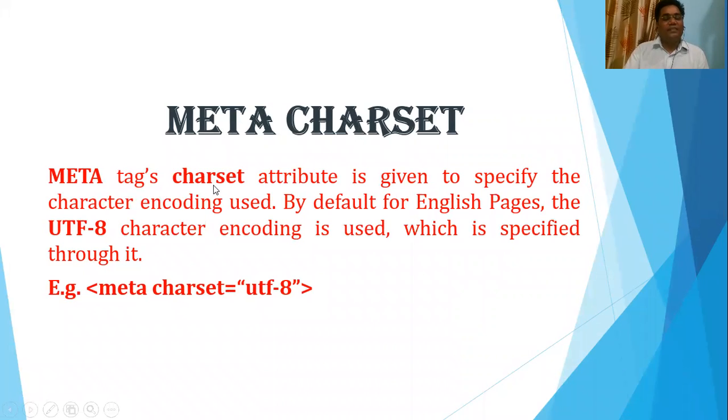Meta charset. Meta is a tag and charset is an attribute, given to specify the character encoding used. What character encoding we are going to use, we have to define with the attribute charset and with the help of the meta tag. By default for English pages, the encoding is UTF-8. If you are going to create an HTML document in English, then the default value is UTF-8. This is Unicode, which means universal code. The character encoding used is specified through it, like meta charset equal to UTF-8. In this way we have to set this.